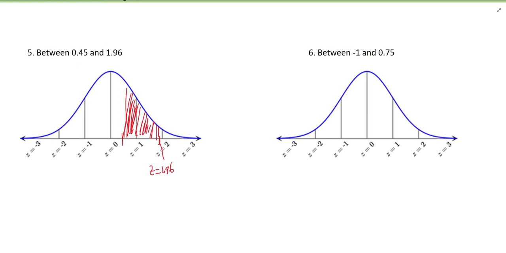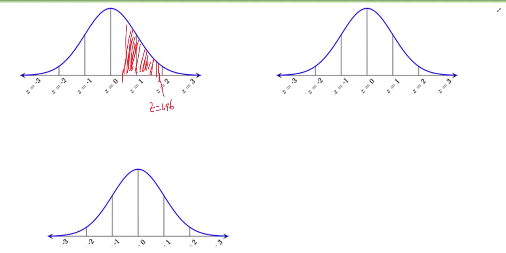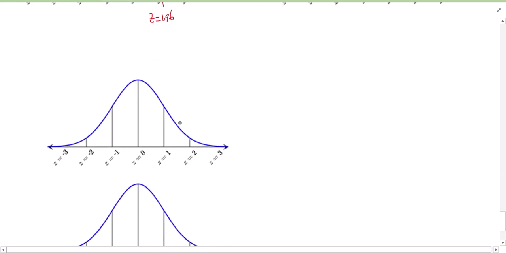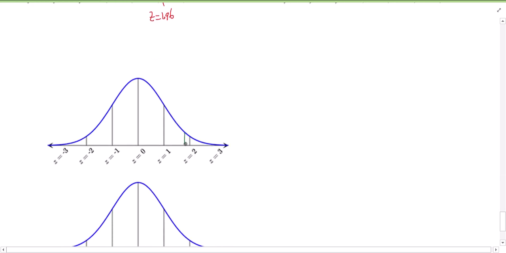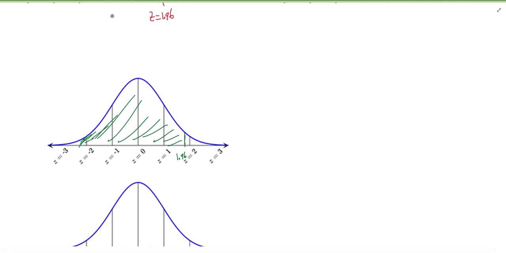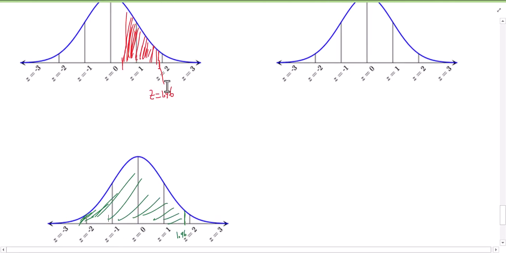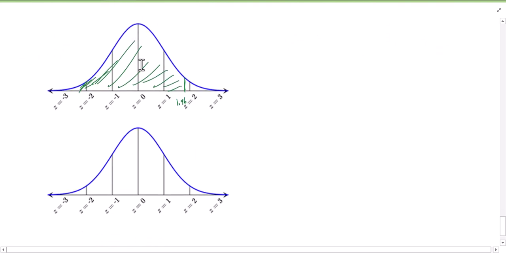So let me see, how can I show you this better? All right, so what we're going to do is find 1.96. So 1.96 is over here. And so when I look up the z-score for this, it's going to give me the area to the left of 1.96, right? But I don't want all of that. And then I'm going to look up the area for the z-score 0.45. So I'm going to go over here to 0.45. And when I look up the z-score for this, it's going to give me the area to the left.